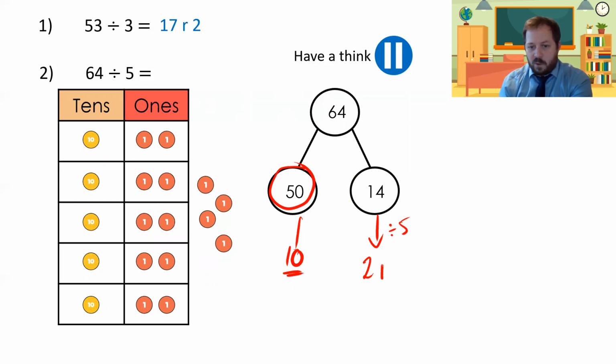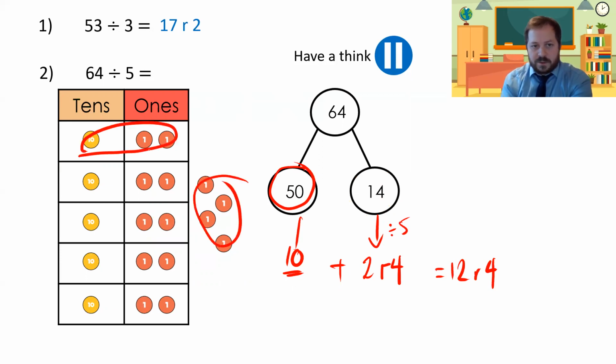That leaves 4, which gives us a remainder of 4. Then we add those two parts together and we get 12 remainder 4. And you can see there's the 12, and that's what we got left over. So it's 12 remainder 4, and there's our answer.